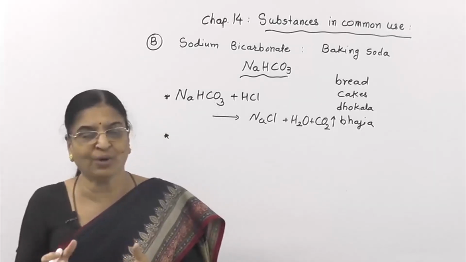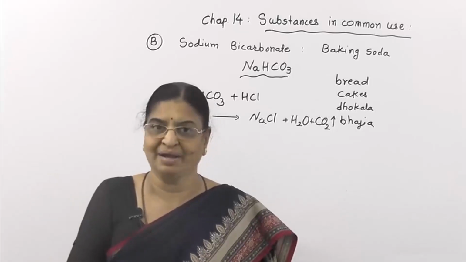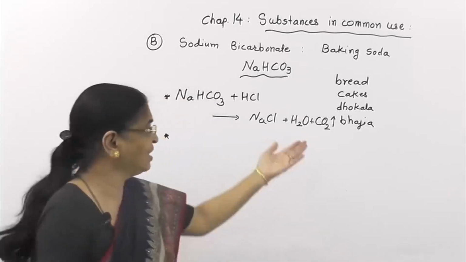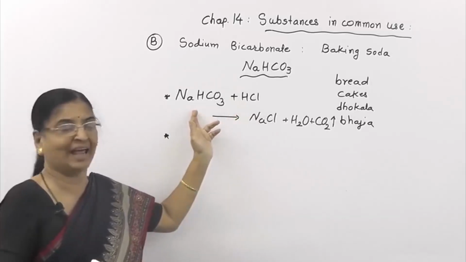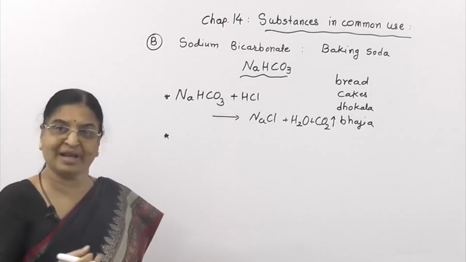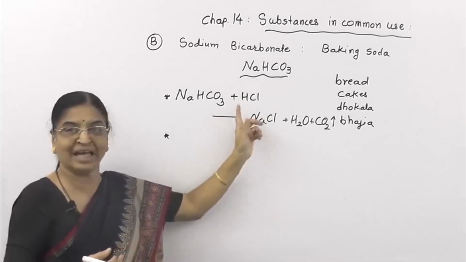To produce CO2 to control the fire. How will the CO2 be produced? See here, this CO2 is produced with the NaHCO3, that is baking soda, and the HCl.